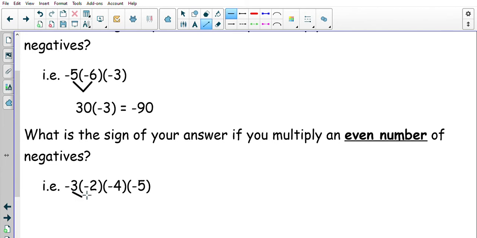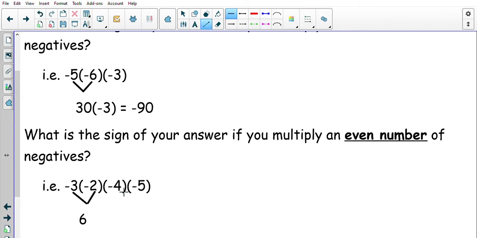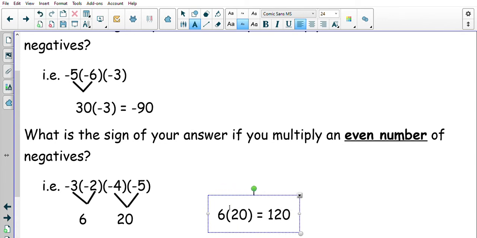Let's work through this. So I'm going to multiply 2 at a time. We've got negative 3 by negative 2, which I know is positive, since 2 negatives make a positive. In fact, it's positive 6. Let's multiply -4 by -5, which maybe you recognize should be +20, since a negative times a negative is a positive. We've got to multiply these together, so I'm going to do off to the side here, +6 by +20. That should be +120.